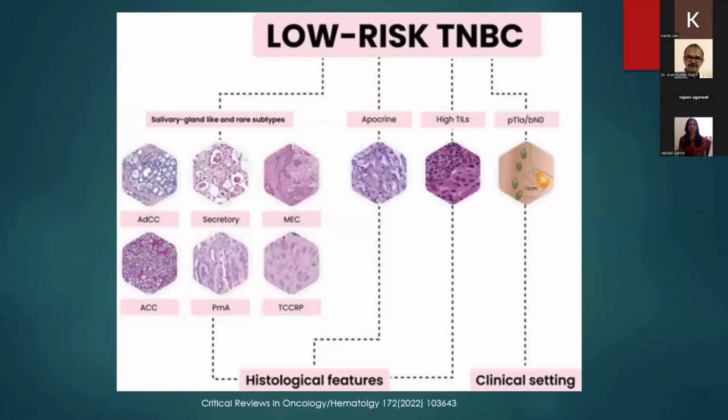Coming on to our next entity, the low-risk triple-negative breast carcinomas. Generally, there is a misnomer where we think that all triple negatives are supposed to be high-grade, aggressive, with poor prognosis. That is not the case with all triple negatives. There are some triple negatives which might have a favorable prognosis. Some of these are the salivary gland type tumors, like the adenoid cystic, the secretory carcinomas, the tall cell variant, or the apocrine carcinomas, tumors which are rich in tumor-infiltrating lymphocytes, and even small size tumors, that is tumors less than 1 centimeter without node involvement, even if triple negative, may have a favorable prognosis. So let's study some of these entities now.